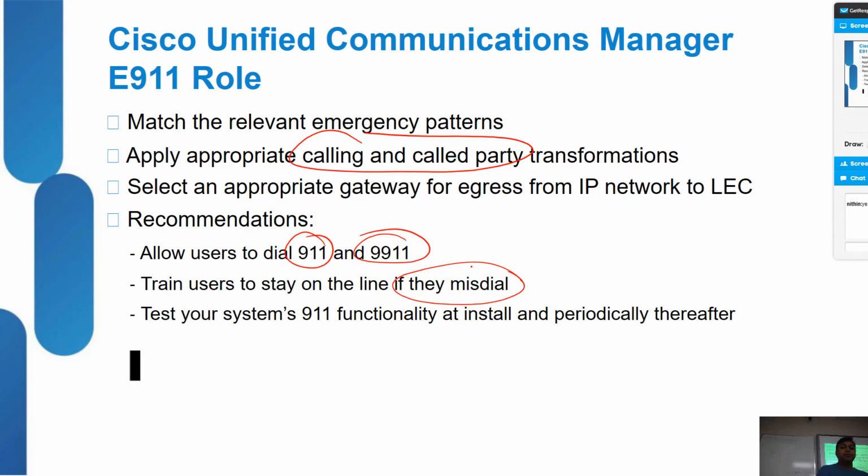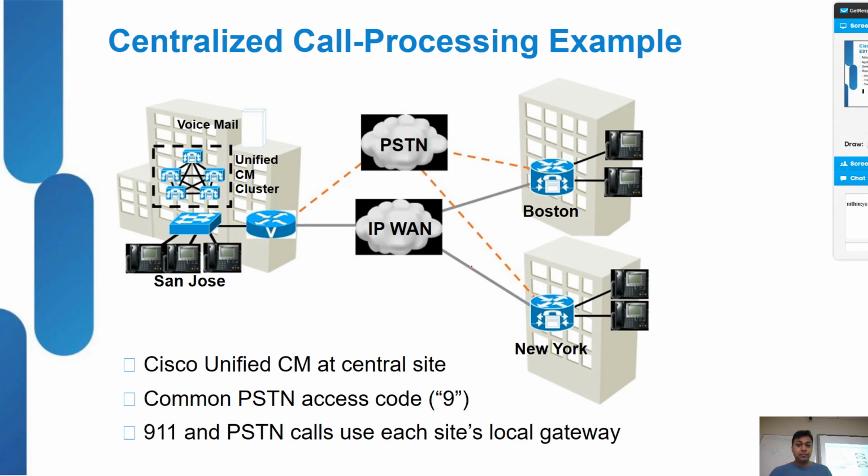Test your 911 functionality at install and on an occasional basis. Yes? Well, even if it is IP, the call has to go through a PBX first, right? The PBX is physical. The PBX is tied to a circuit. Now, if you're talking about SIP trunk, then it becomes more challenging. Okay? So that is where you start to update the database manually.